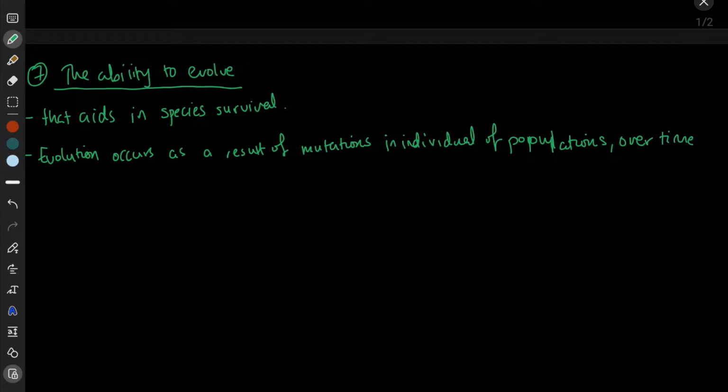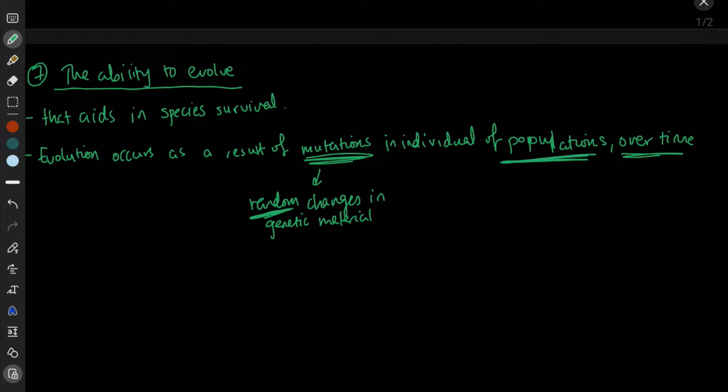right? So evolution is something that occurs as a result of mutations in individuals of a population over time. So there are three main characteristics of evolution. The first is that it occurs as a result of mutations, and mutations are just random changes in genetic material, right?